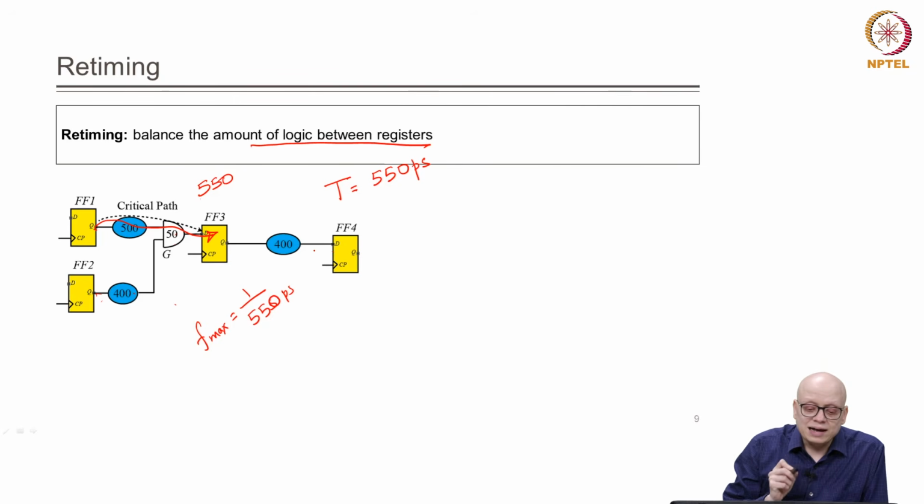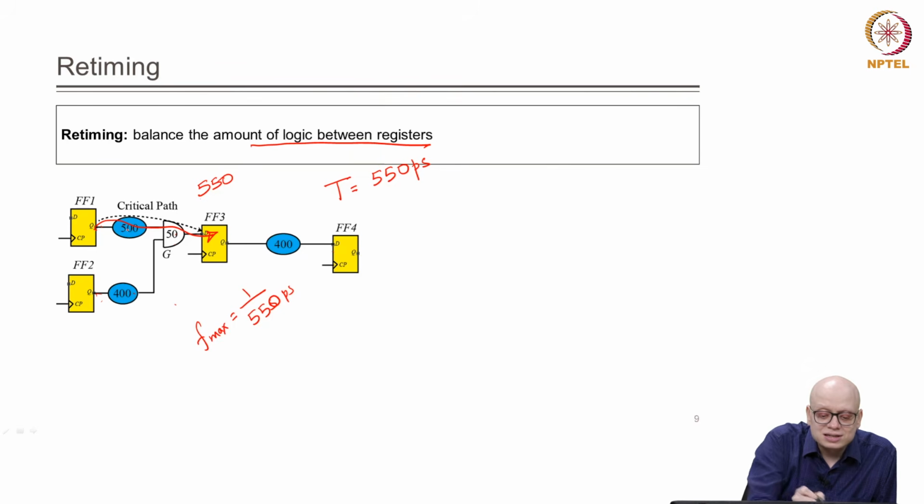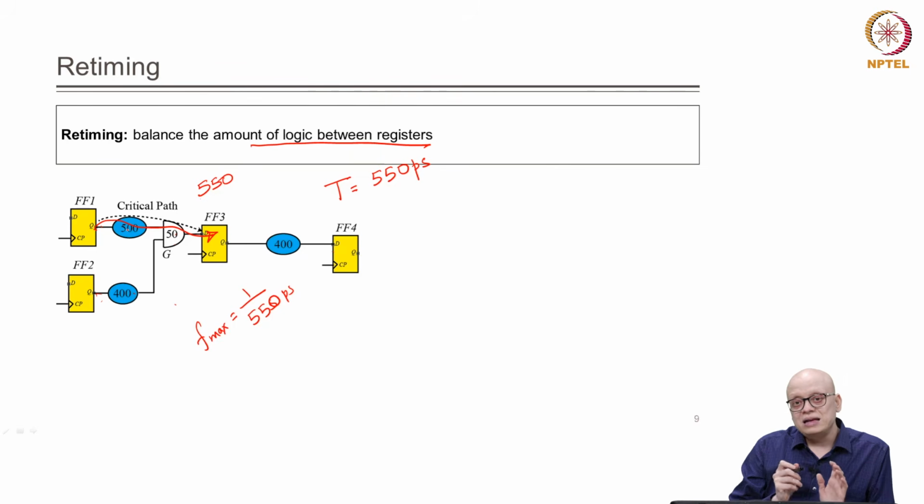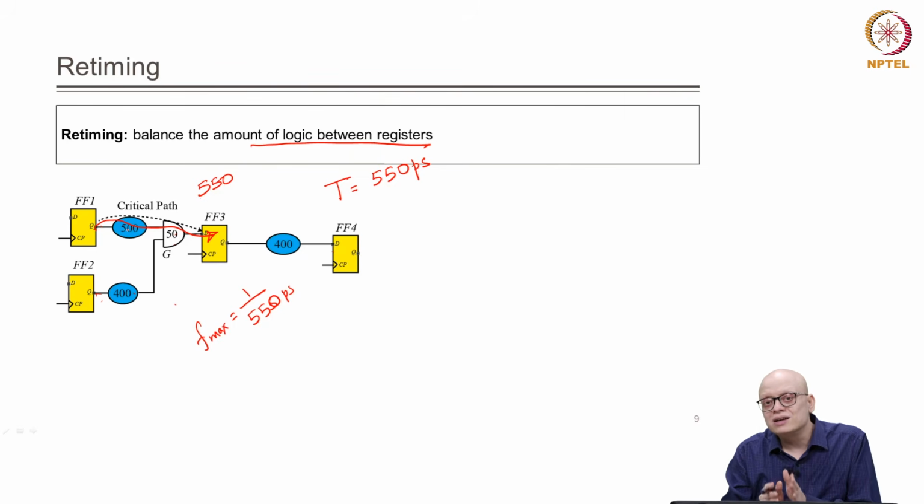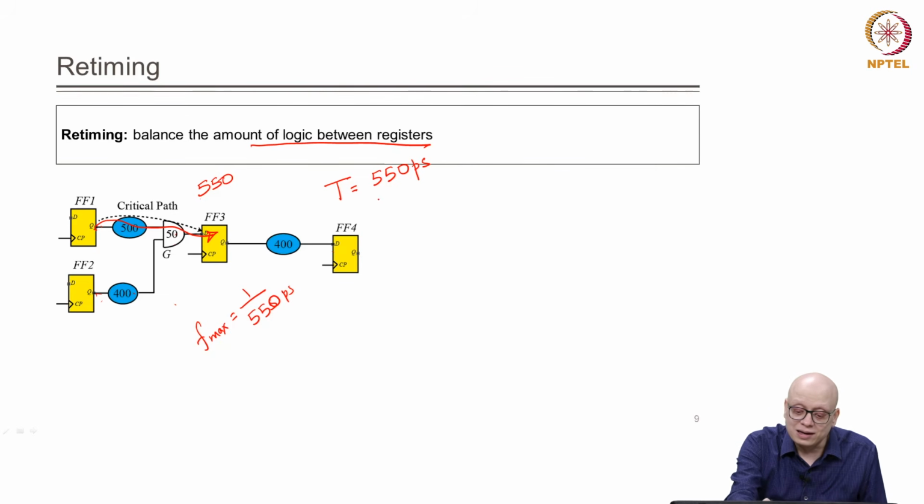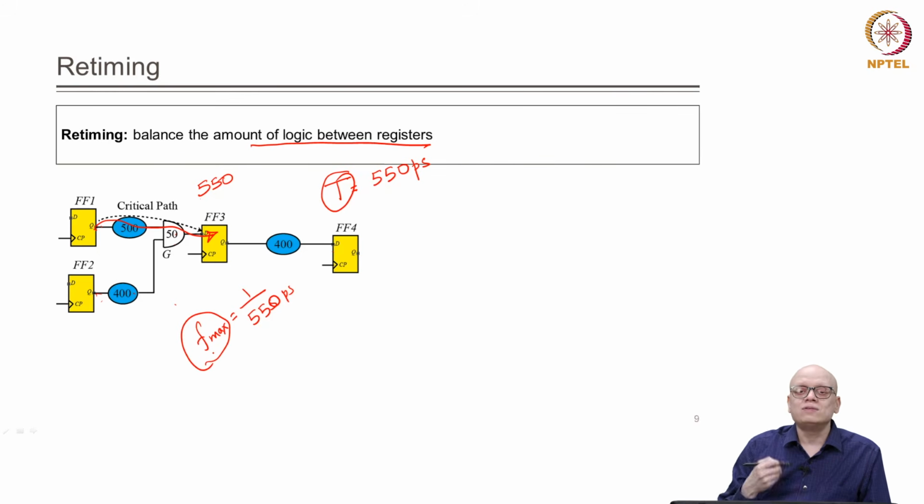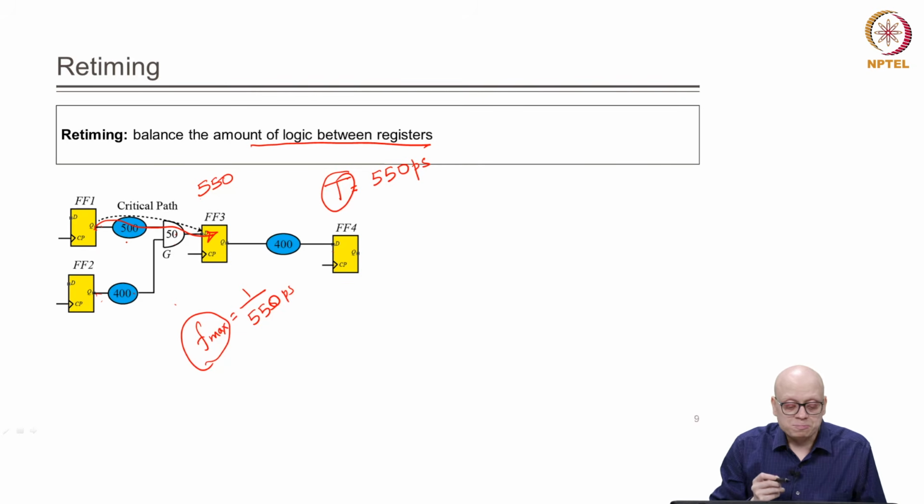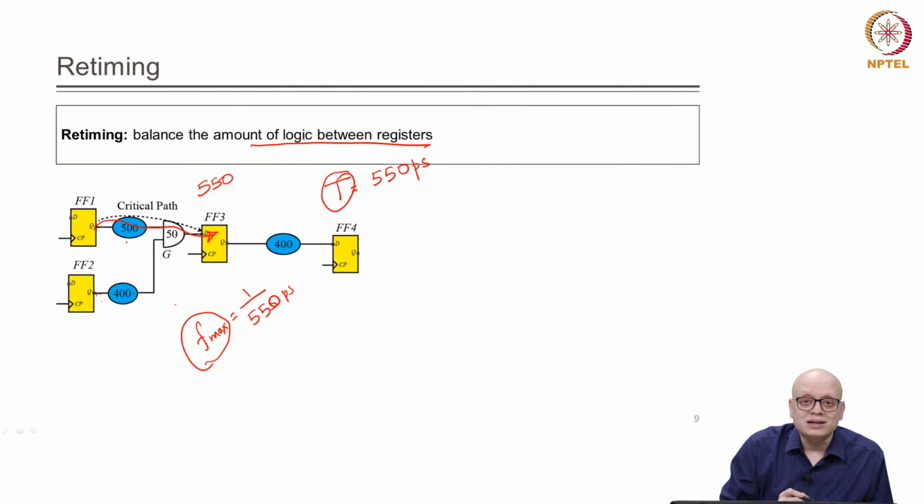Now, the thing is, can we reduce the delay of the critical path? If we can reduce the delay of the critical path, then we can make the time period further smaller, and therefore we can increase the frequency of our design, right. So, how can we decrease the delay of the critical path?